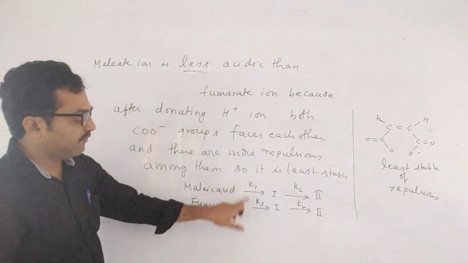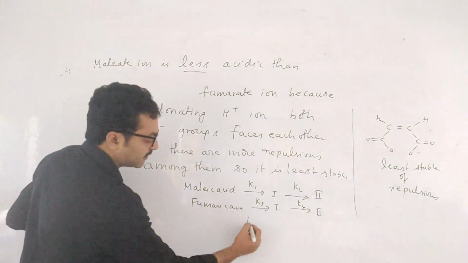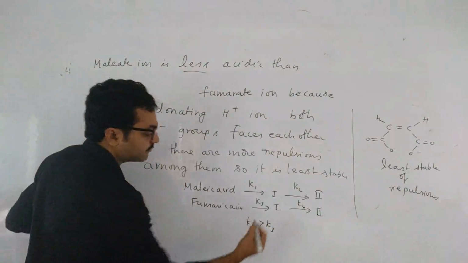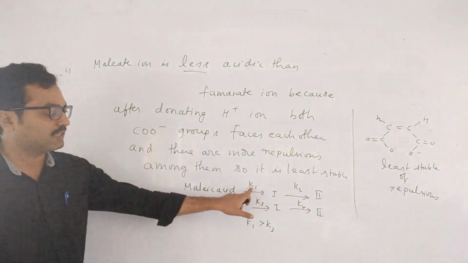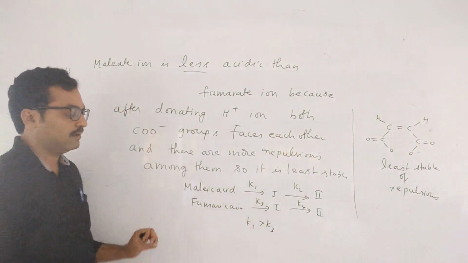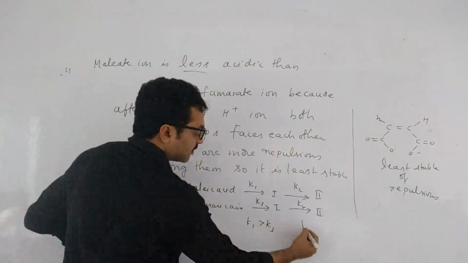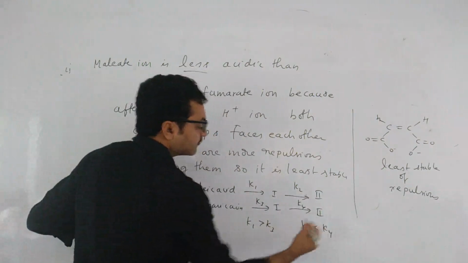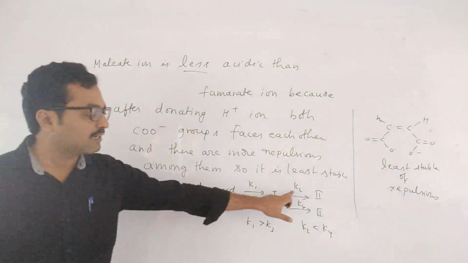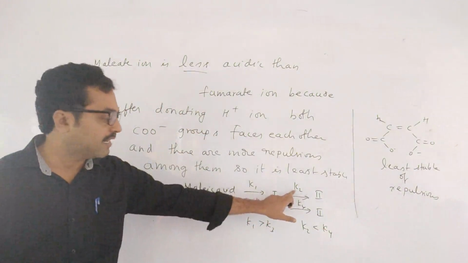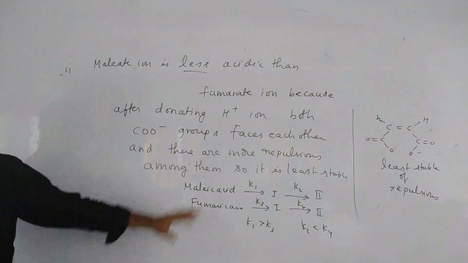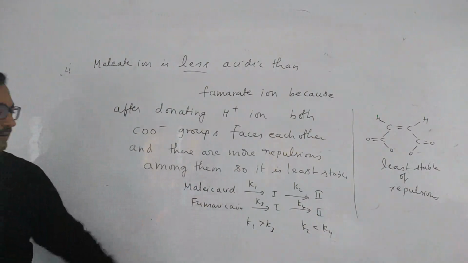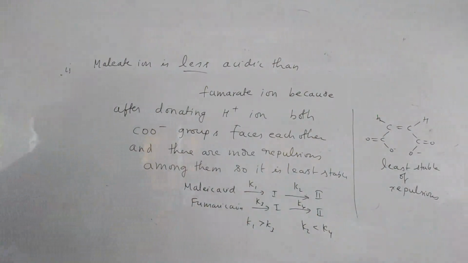Now in the first case, which is more acidic? K1 is greater than K3. The acid dissociation constant of the first case is greater than the second. Whereas in the second case, K2 is less than K4. This is not that much acidic. That's what I want to give you clarity on. Next one.